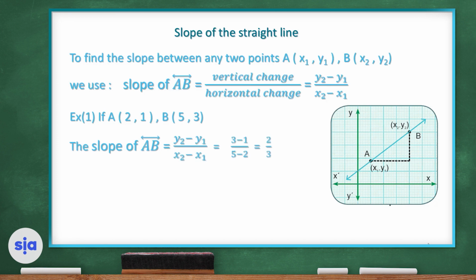For this example, if we have point A (2, 1) and point B has coordinates (5, 3), then the slope of line AB is y2, which is the 3, minus y1, which is the 1, over x2, which is the 5, minus x1, which is the 2. So here, let's call this x1, y1, and this one x2, y2. So it will be 3 minus 1 over 5 minus 2, which is 2 over 3.